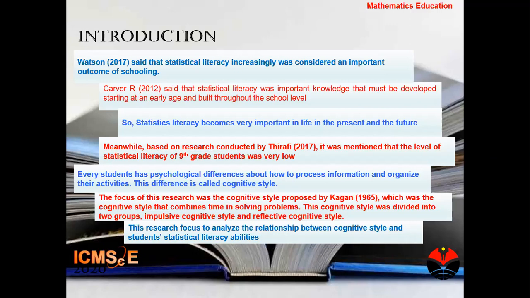Every student has differences in how to process information and organize their activities. This difference is called cognitive style. The focus of this research was the cognitive style proposed by Kagan, which combines time in solving problems. This cognitive style is divided into two groups, impulsive cognitive style and reflective cognitive style. This research focused on analyzing the relationship between cognitive style and students' statistical literacy abilities.